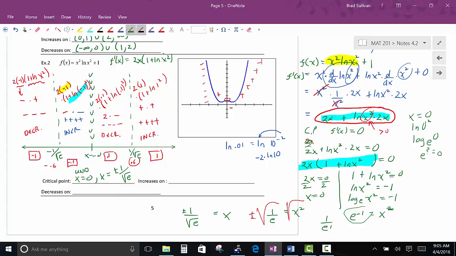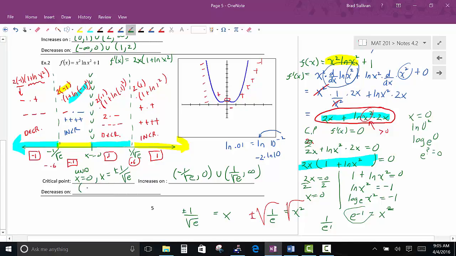So what we're going to do now when we get the answer to the problem, we're going to say we're going to increase, it looks like, on these 2 places. So we just write the intervals, and we have to use the exact answer: negative 1 over square root of e, comma 0, union, and then 1 over square root of e, comma infinity. Okay, so you'll have intervals like that. And then decreasing is going to be in these 2 areas that I'm highlighting: negative infinity to negative 1 over square root of e, and then union, 0 to 1 over square root of e, like that.